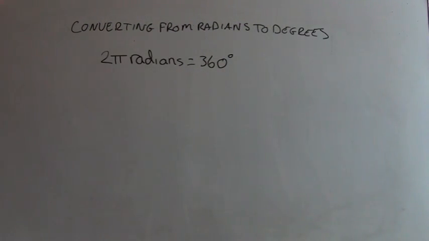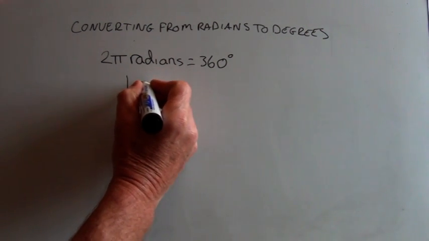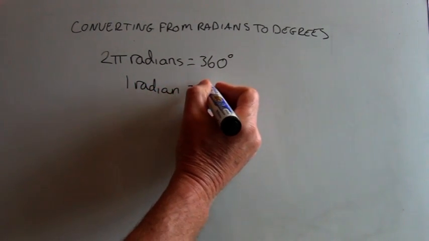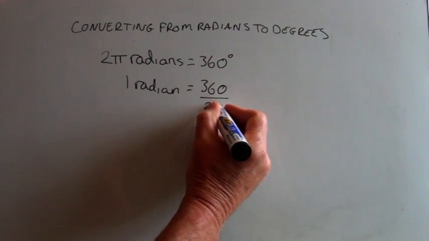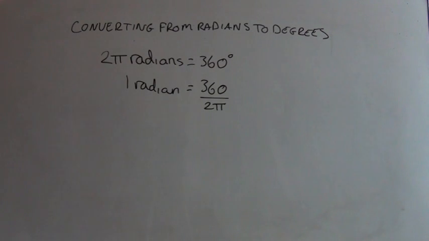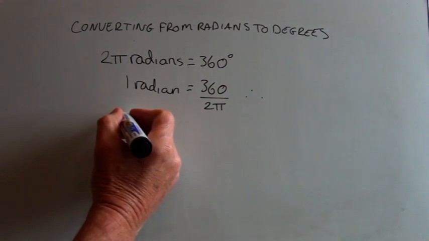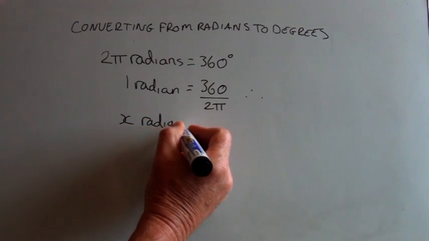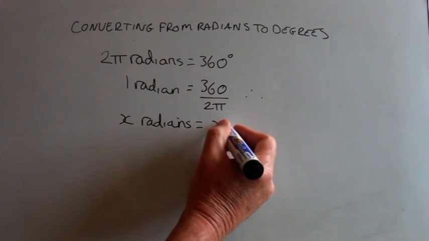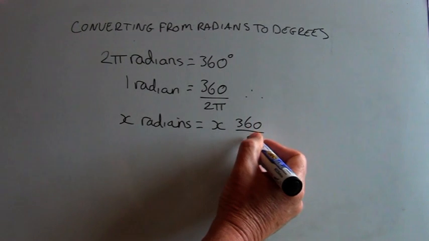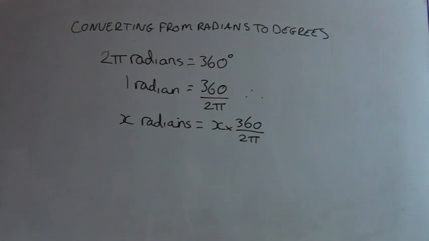Okay, so now we've done a bit of background work, let's have a look at converting from radians to degrees. So we know now that 2 pi radians is equal to 360 degrees. So doing a bit of algebra, this shows us that 1 radian is equal to 360 divided by 2 pi. Therefore, x radians, so any number of radians, is equal to x times 360 over 2 pi. So we can now use this formula to convert from radians to degrees. So let's have a look at an example.